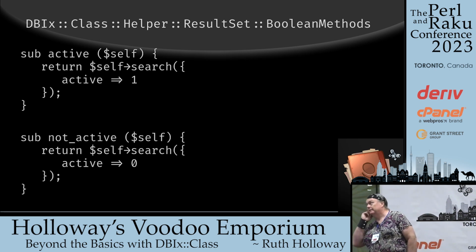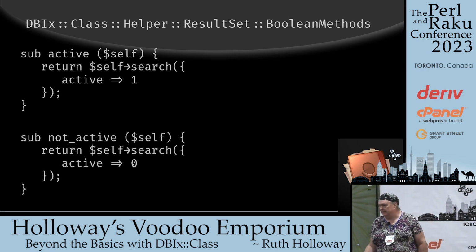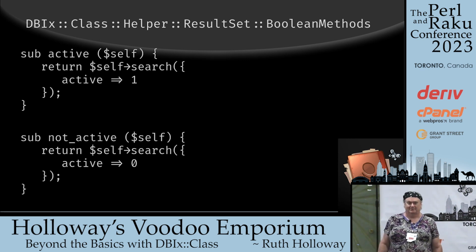Here's another set. This is for when you have a Boolean column in your data and you activate this helper, then you get active and not active free. You don't have to type that in. You don't have to create that result method anymore. Just load the helper. You got it for all your Boolean methods. Whatever the name of your column is, you get that for it true and not that for it false. Pretty slick.